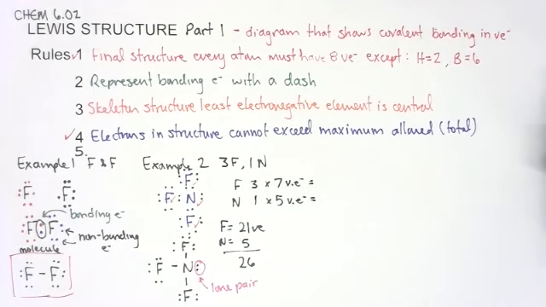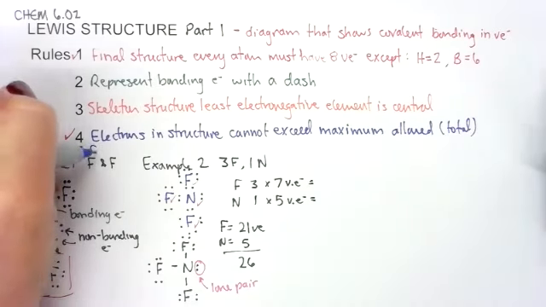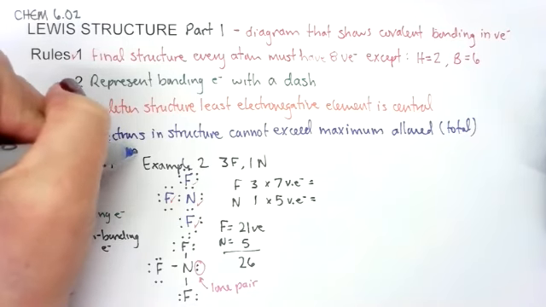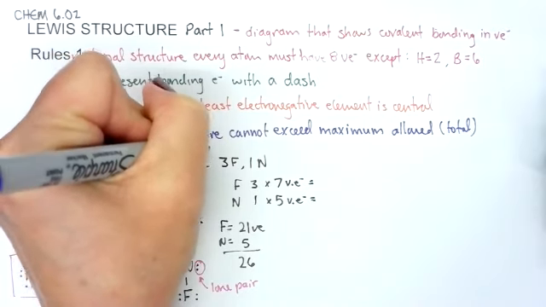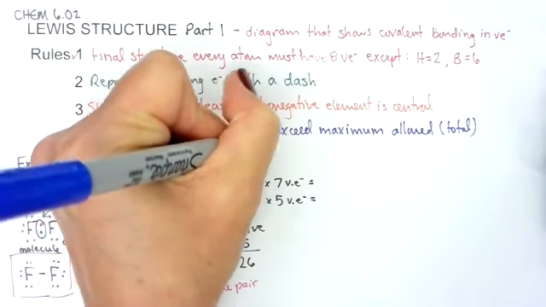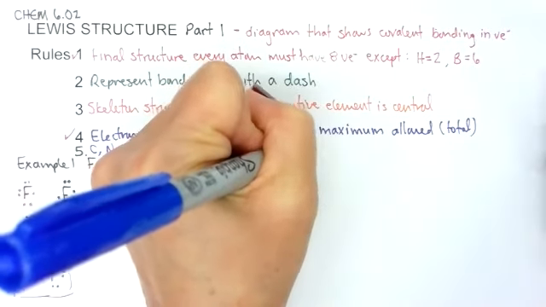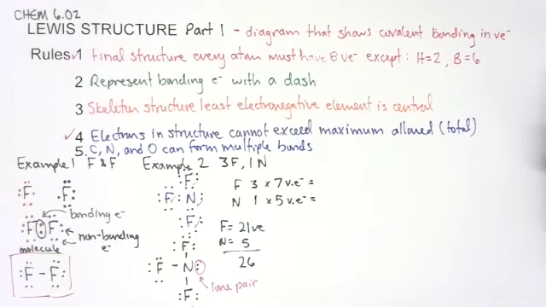As we go into part 2, we're going to see rule number 5, and I'm going to write that down now so that you've got space. Let me grab another color. Let's do dark blue. Carbon, nitrogen, and oxygen can form multiple bonds. So that makes things a little more complicated.